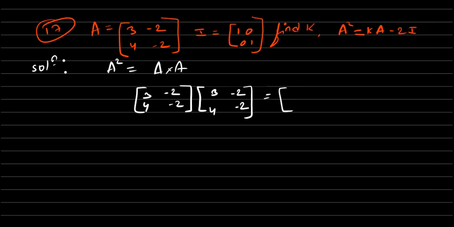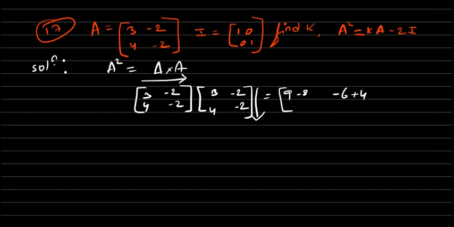Everybody knows that in a matrix we start from the row and do it with each and every column. We will start from the first row. The first row is 3 and minus 2, and the first column is 3 and 4. 3 3s are 9. Minus 2 into 4 will become minus 8. 3 minus 2 is minus 6. Minus 2 into minus 2 will become plus 4.